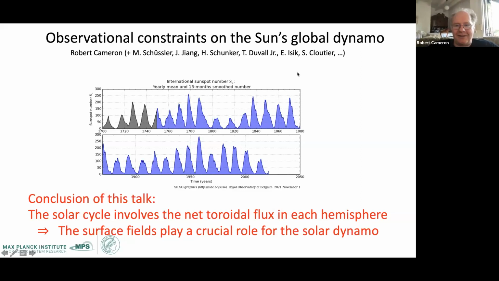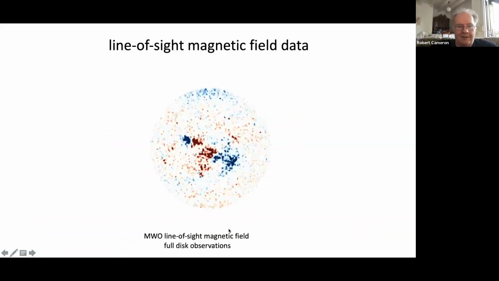Okay. So this talk is the result of lots of research by Manfred, Jia Jiang, Hannah Schonker, Tom Duval, Emre, and it's on the observational constraints on the Sun's global dynamo. And the conclusion for the first part of the talk, at least, will be that the solar cycle involves a net toroidal flux in each hemisphere, and therefore the surface magnetic fields play a crucial role in the solar dynamo.